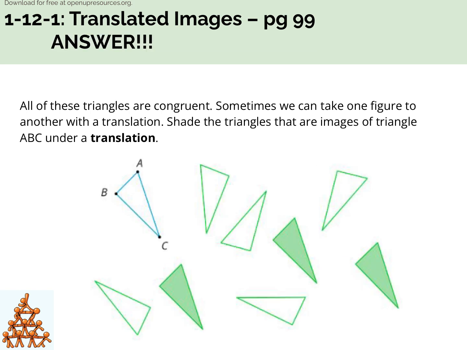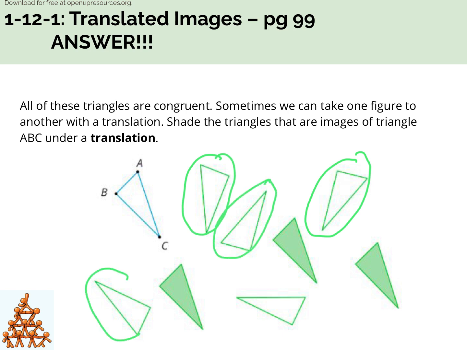All right, here are the answers that you should have gotten. So notice how this one here is a reflection. This one has kind of been rotated. This one's been rotated, and all the other ones have been rotated. Remember, translation is a slide. So the ones we're able to slide over are the ones that are actually colored.